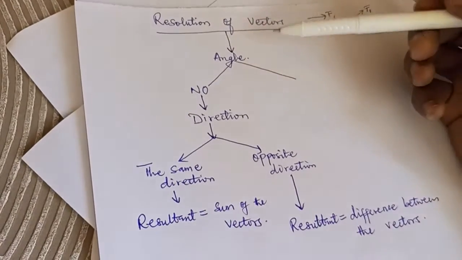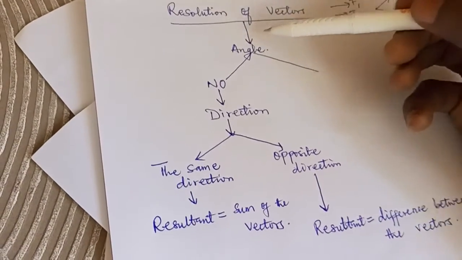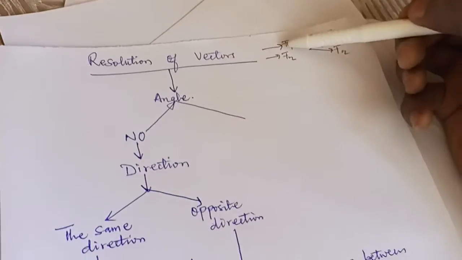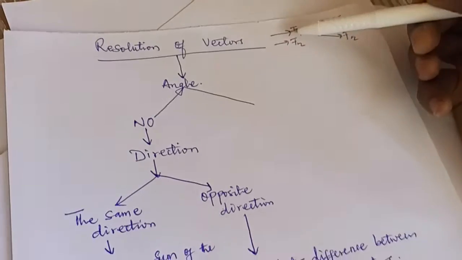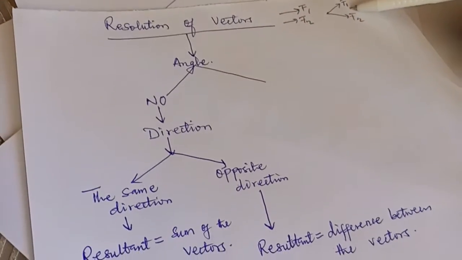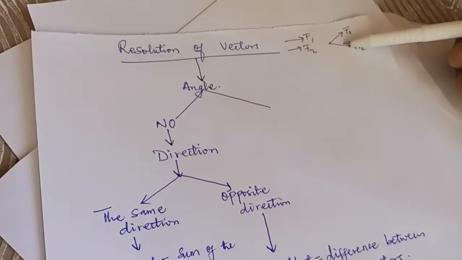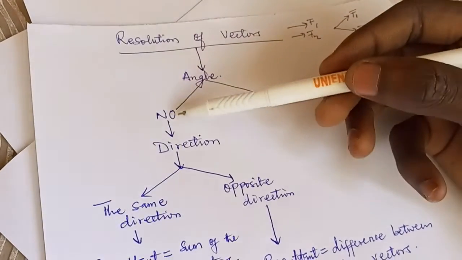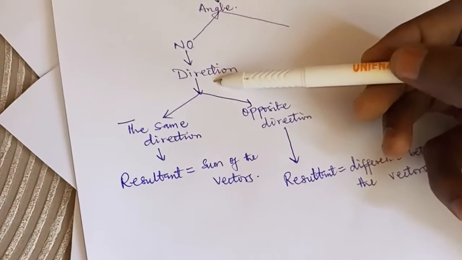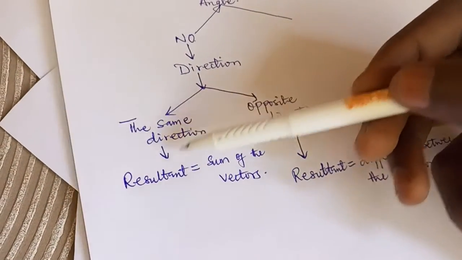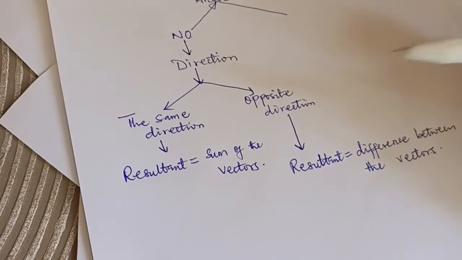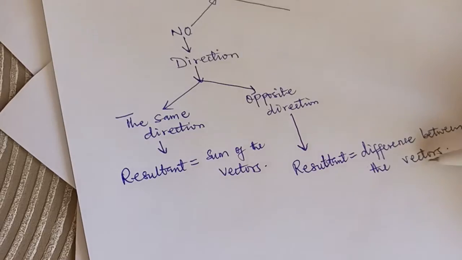Whenever you are given two vectors to find their resultant, you check whether they make an angle with each other. Like I explained, this is vector 1, two forces for example, F1 and F2. They do not make an angle with each other. And this is another example of vectors that make an angle with each other. So if they do not make an angle, that is, if it is no, we check for the direction of the vectors. If they are traveling in the same direction, their resultant is the sum of the vectors. If they are traveling in opposite directions, then their resultant is the difference of the vectors.